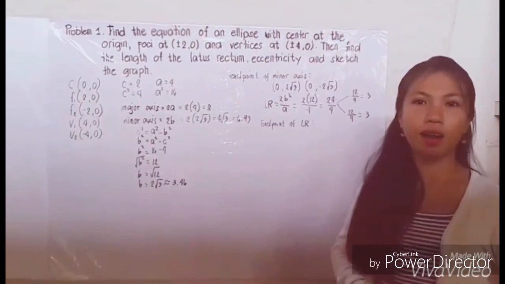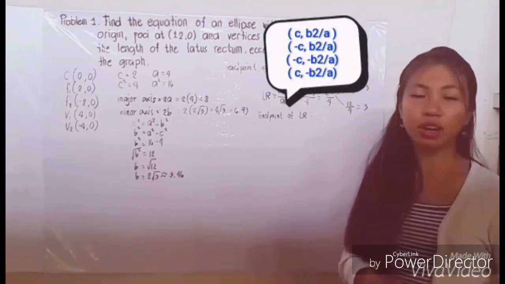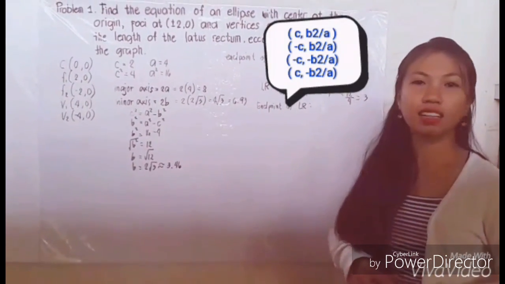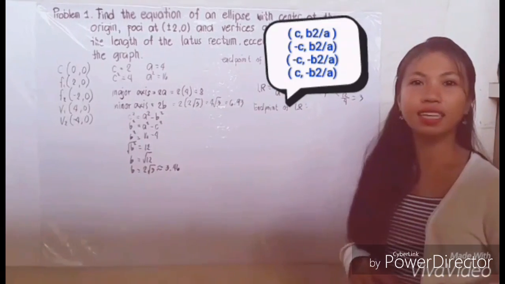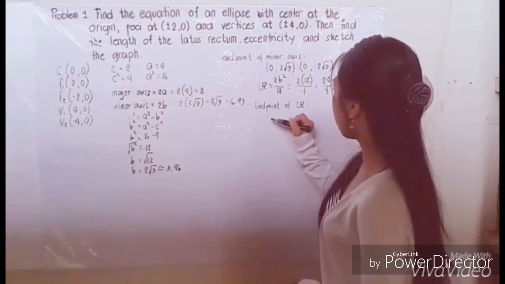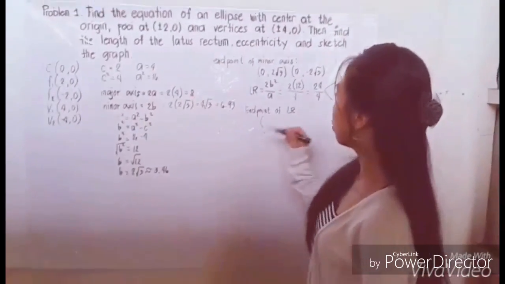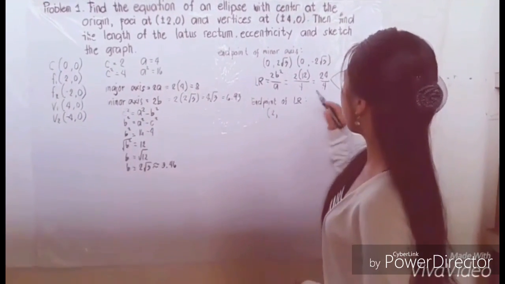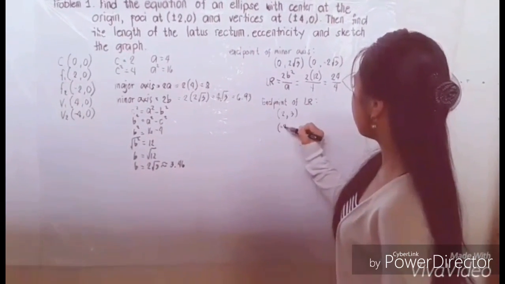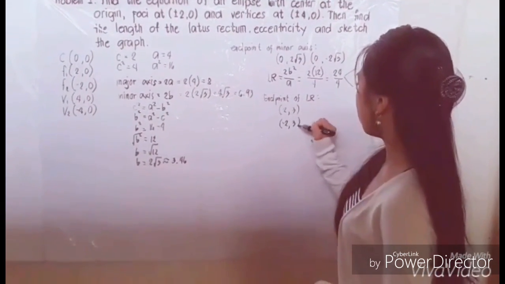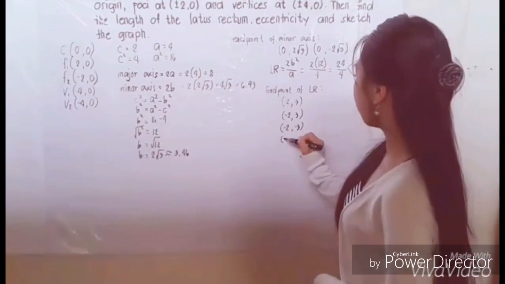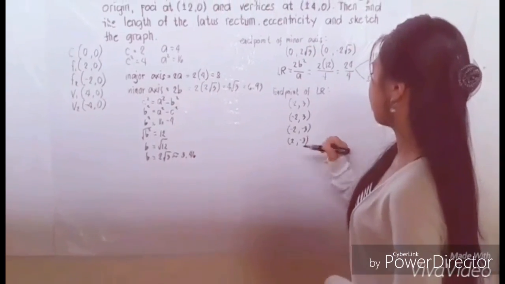So our endpoints of LR are c, b squared over a; negative c, b squared over a; negative c, negative b squared over a; and c, negative b squared over a. So we have our c, which is our focus, which is 2. And our b squared over a is 3. So we have 2, 3; negative 2, 3; negative 2, negative 3; and 2, negative 3.